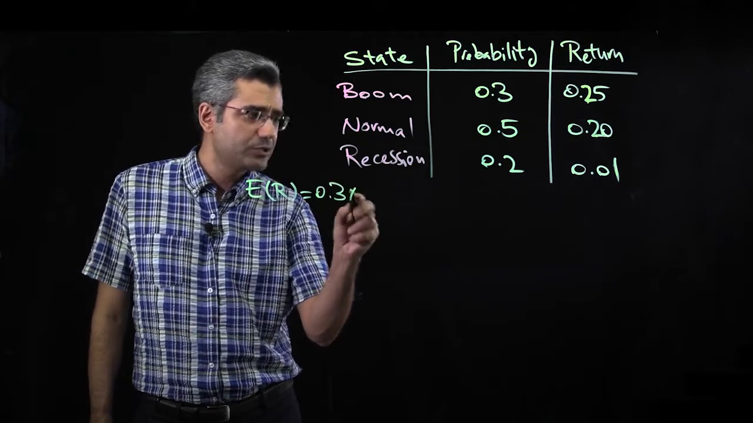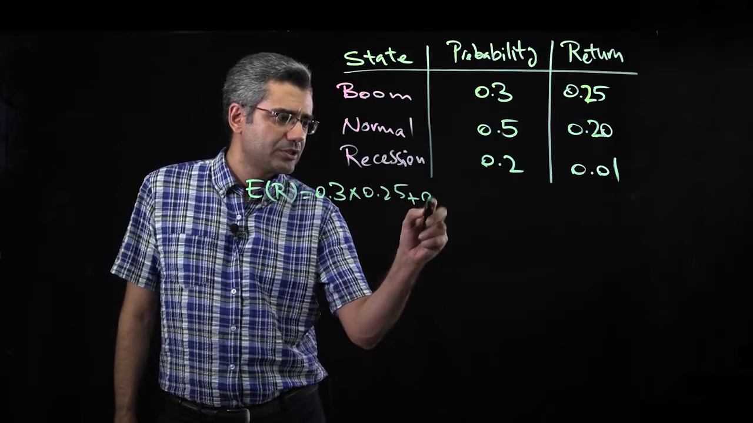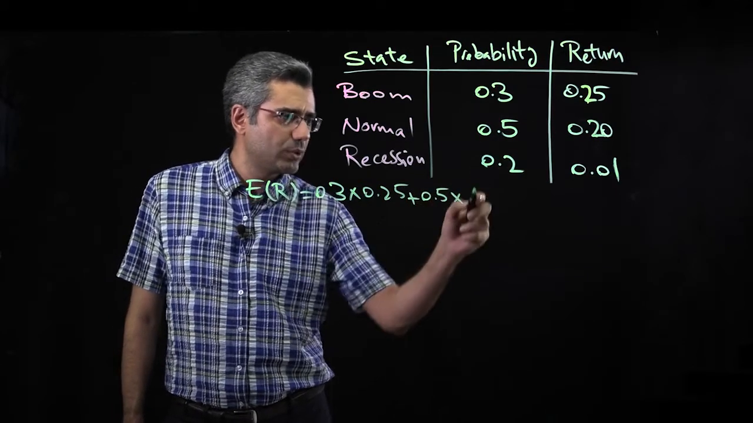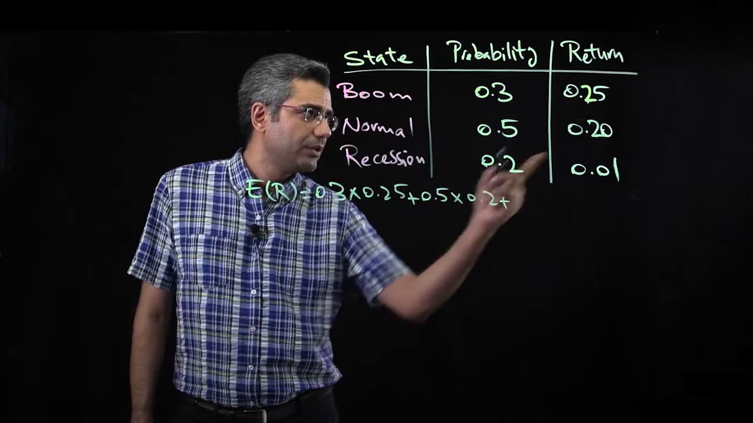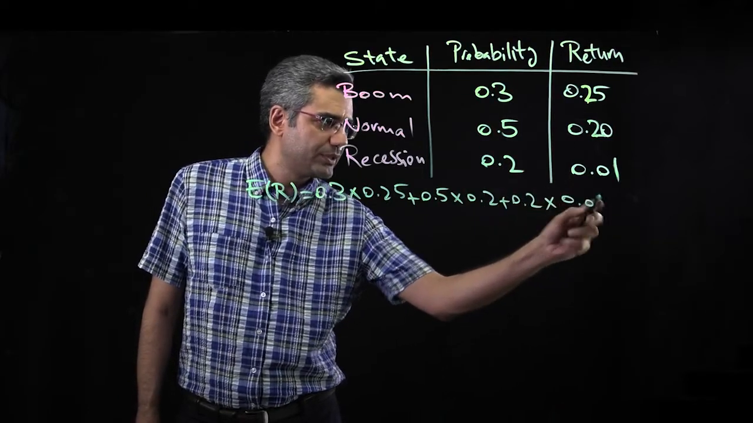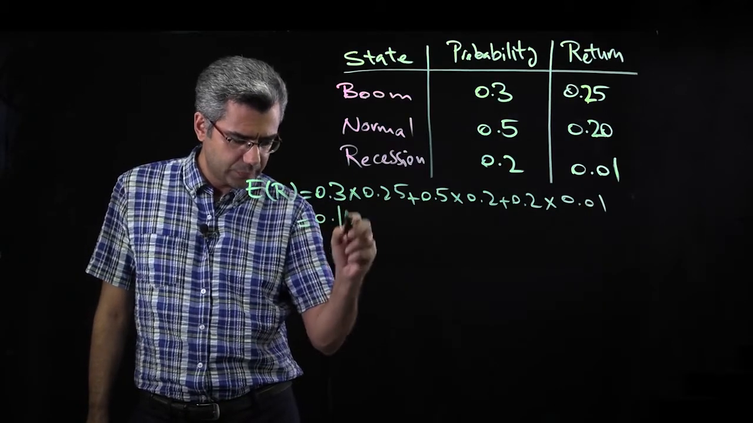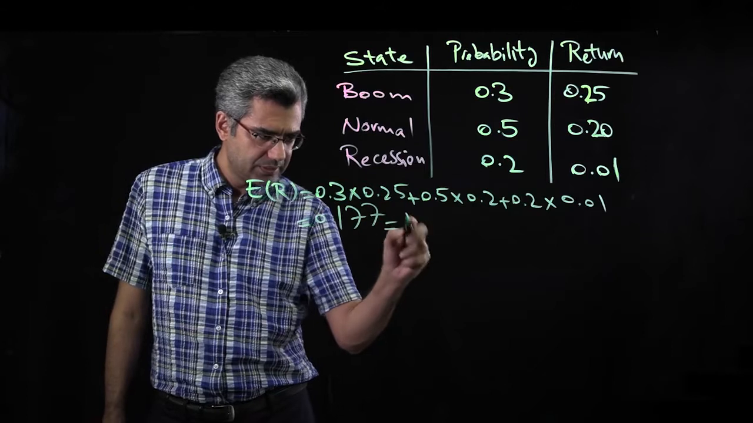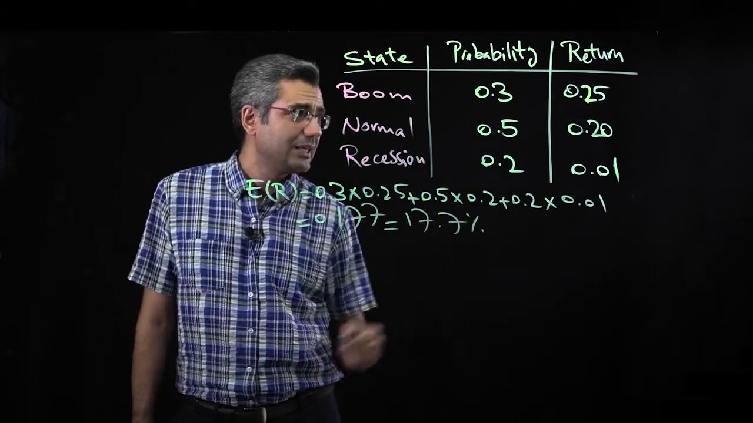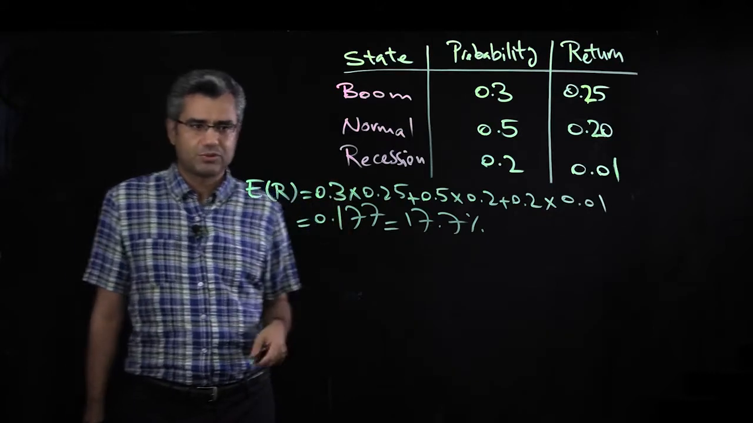0.3 is the chance to have 25% return, plus 50% is the chance to have 20% return, plus 20% is the chance to have 1% return. And if you do the calculation, you get 0.177, meaning 17.7% is the expected return on this stock based on these 3 assumptions.